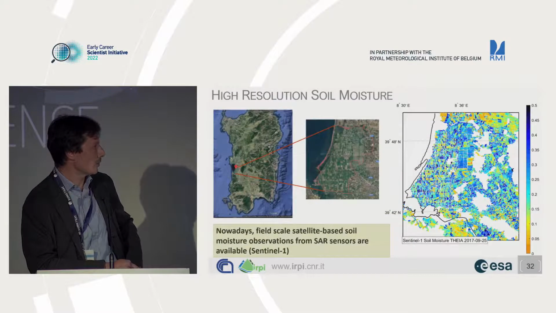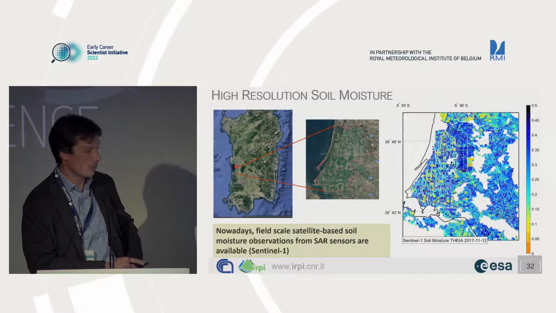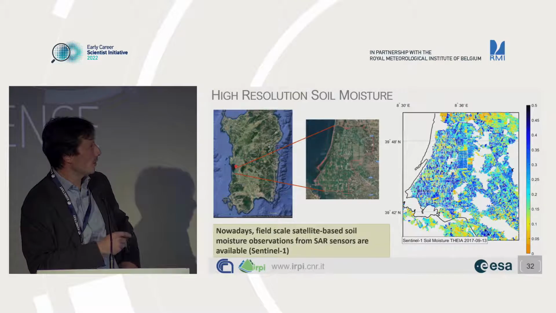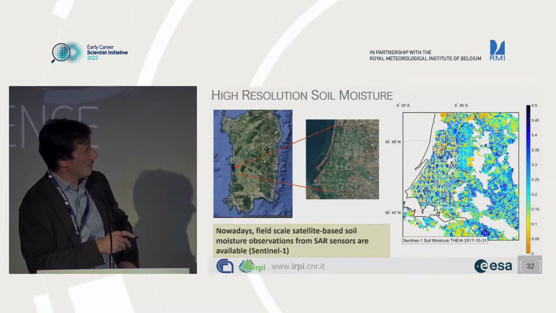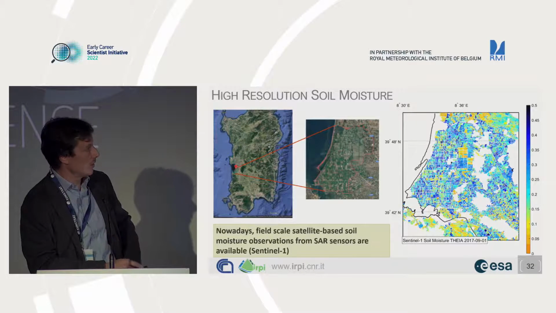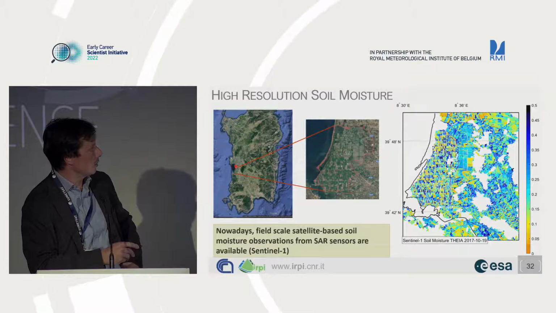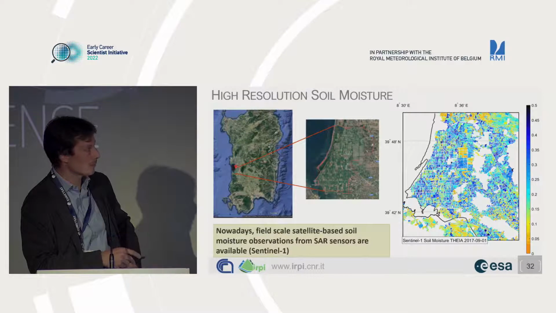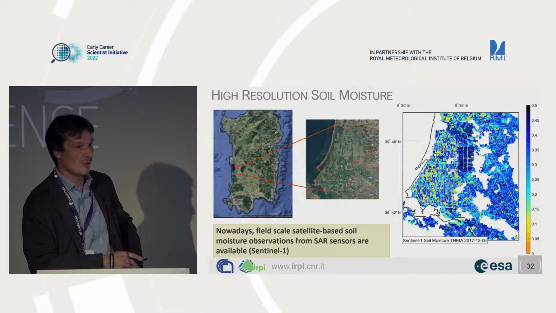Let me give you some examples. This is, for instance, Sentinel-1 soil moisture data. This is an area in Sardinia. This is an agricultural area with many different fields. And if you think of 10-kilometer products, this is less than 1 pixel. But now with high resolution data, we can track soil moisture variation field by field.